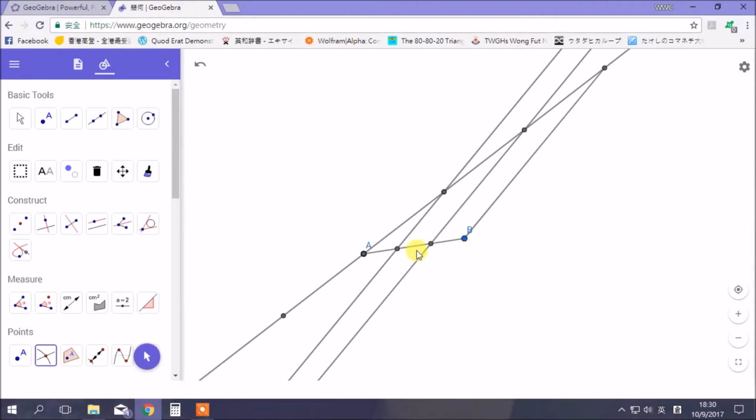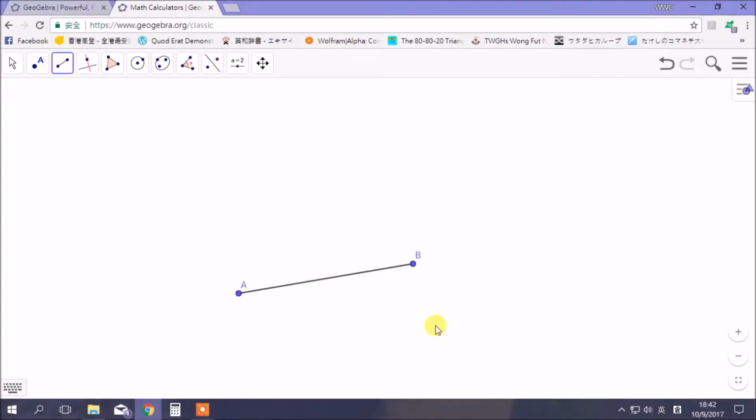Or in other words, if I say AB is 1, then for example this point J, then AJ should have the length of 1 over 3. That means we completed the process by making 1 over 3 illustrated on the string.